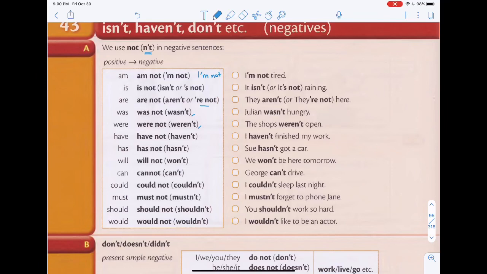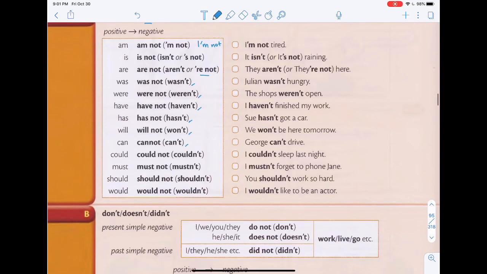Have will be have not, shortened to haven't. Has will be has not, shortened to hasn't. Will be will not, it will become won't. Can becomes cannot or can't. Could becomes could not or couldn't. Must becomes must not or mustn't. Should becomes should not or shouldn't. Would becomes would not or wouldn't. And this is how you change from positive to negative.